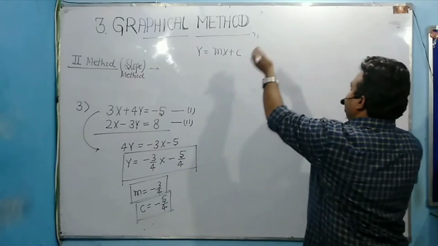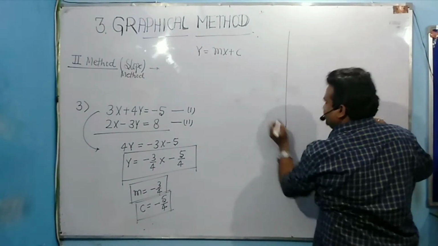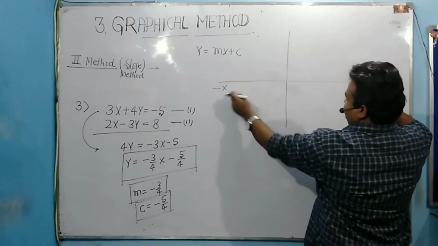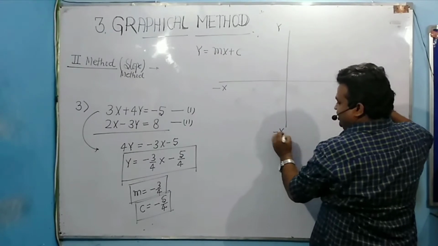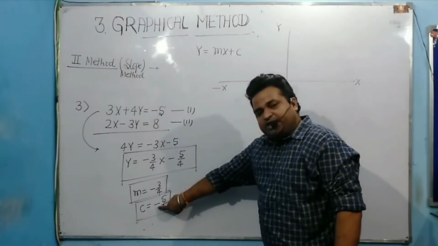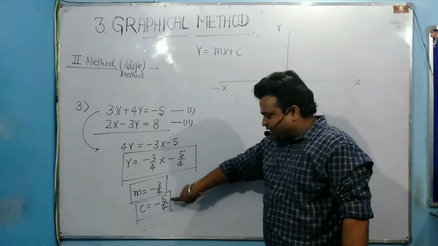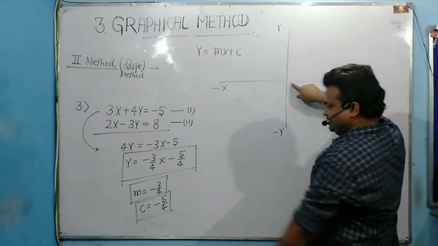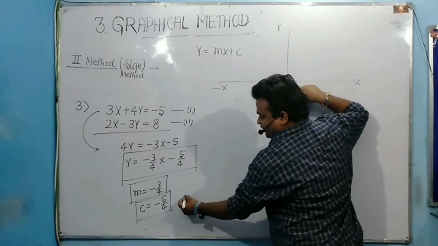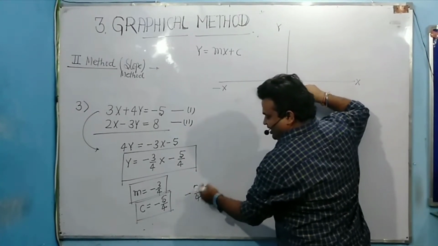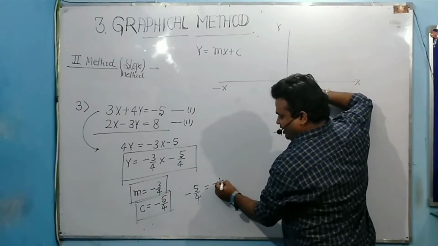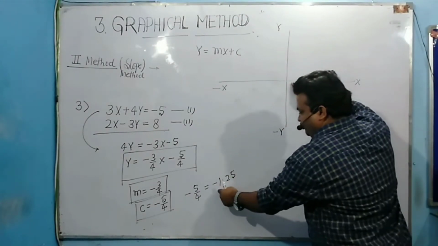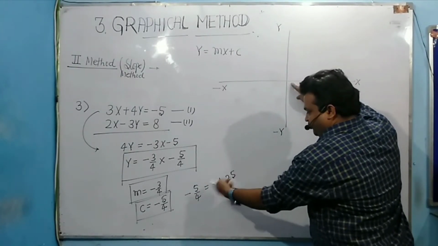Now going to plot the graph. Okay. Now this is x, this is minus x, this is y, this is minus y. Now this c value is negative. Negative means it cuts the y-axis on the negative y-axis. This is positive y-axis, negative y-axis. This value is what? If you solve minus 5 by 4, you will get minus 1.25. Yes or no? Minus 1.25. 4 ones are 4, 4 twos are 8, 4 fives are 20. Right?